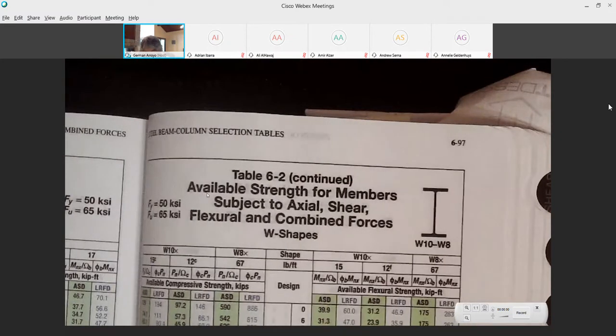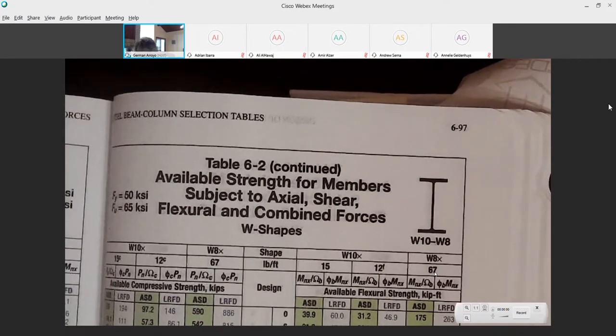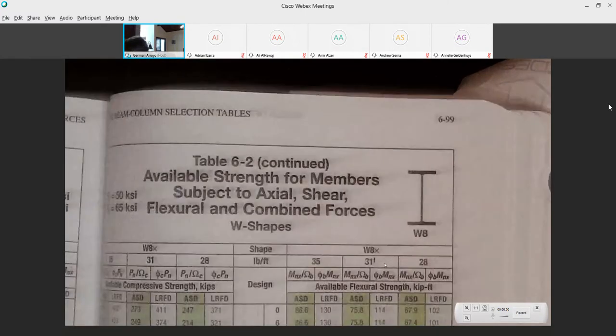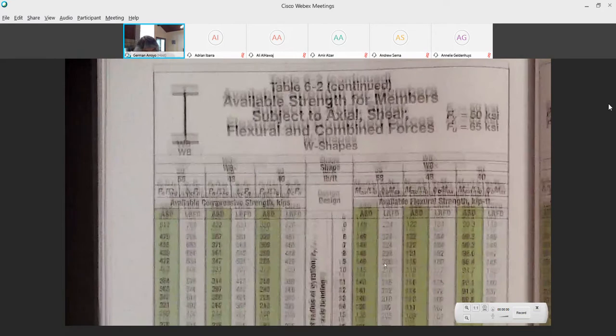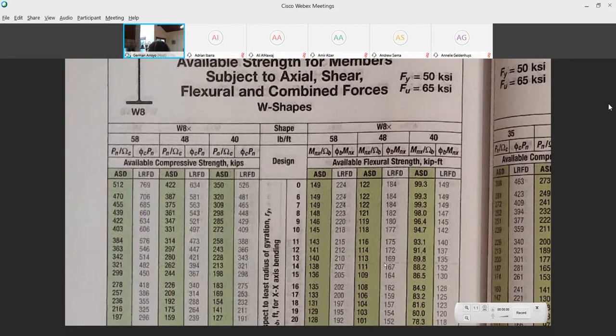in the next page, well, we had W8 by 67 in the next page. And after that, I started the W10. So I started with the W8 by 58. And the unbraced length in here is equal to 16.